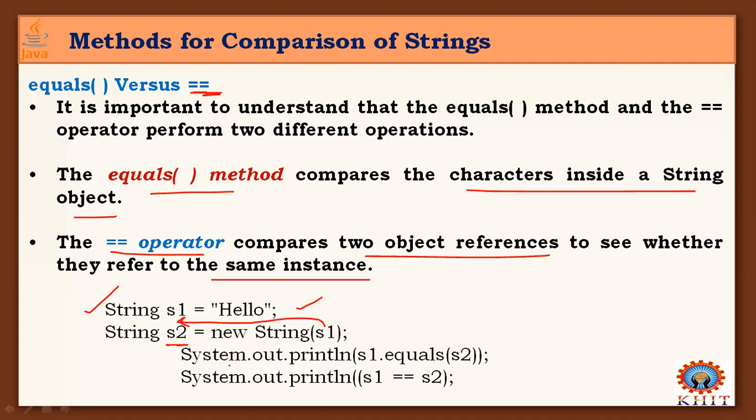Okay, when we are using s1.equals(s2) and s1 == s2, let me see how these two operations applied on the strings, whether they give the same or different results. The equals method checks the comparison of the string value based on the string inside the string object. But the equal operator compares the references of those objects, whether they refer to the same instance or not.